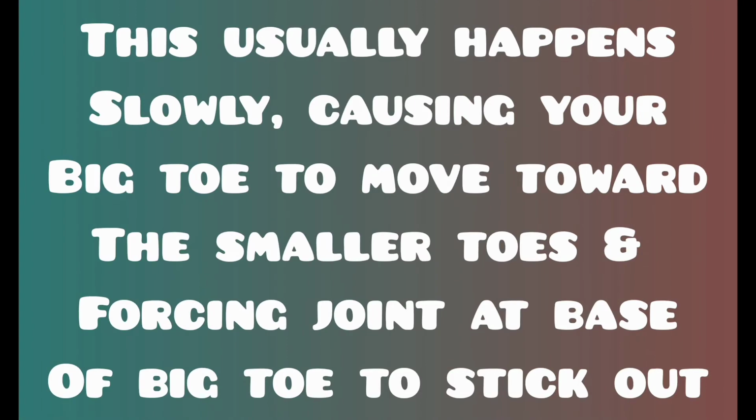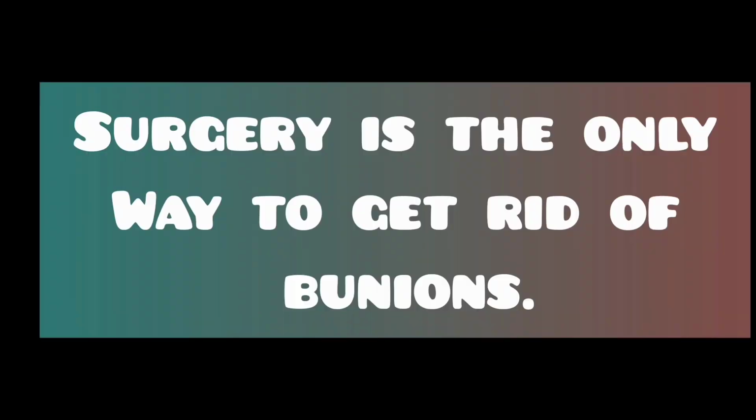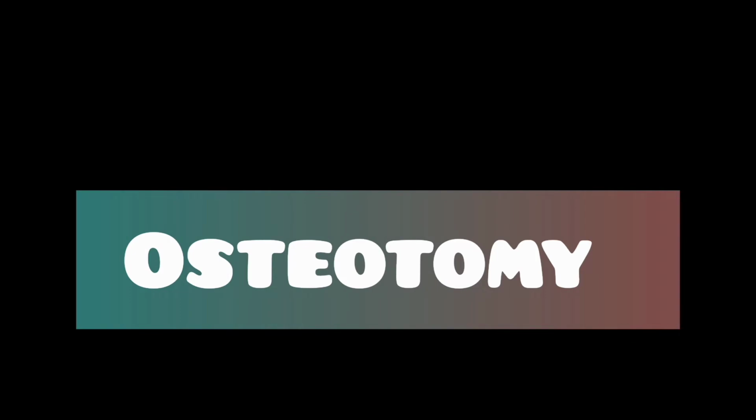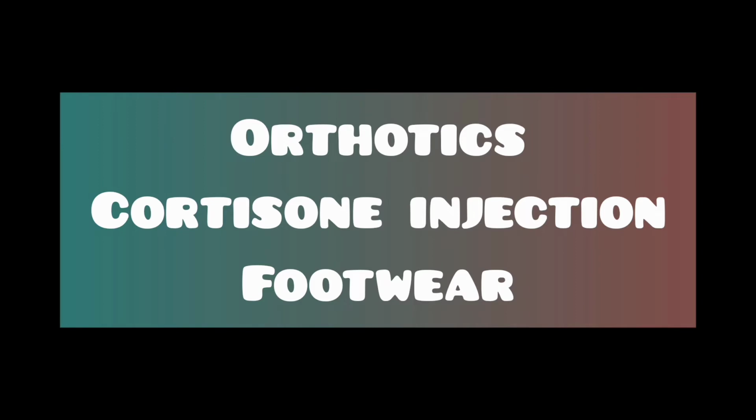This usually happens slowly, causing your big toe to move towards the smaller toes and forcing the joint at the base of the big toe to stick out. It can gradually worsen over time and may become painful. Surgery is the only way to get rid of bunions. Osteotomy is the surgical procedure performed to correct the bunion's deformity. Alternatives to surgery also include the use of orthotics, injections of cortisone, and wearing shoes that accommodate the bunion's deformity.